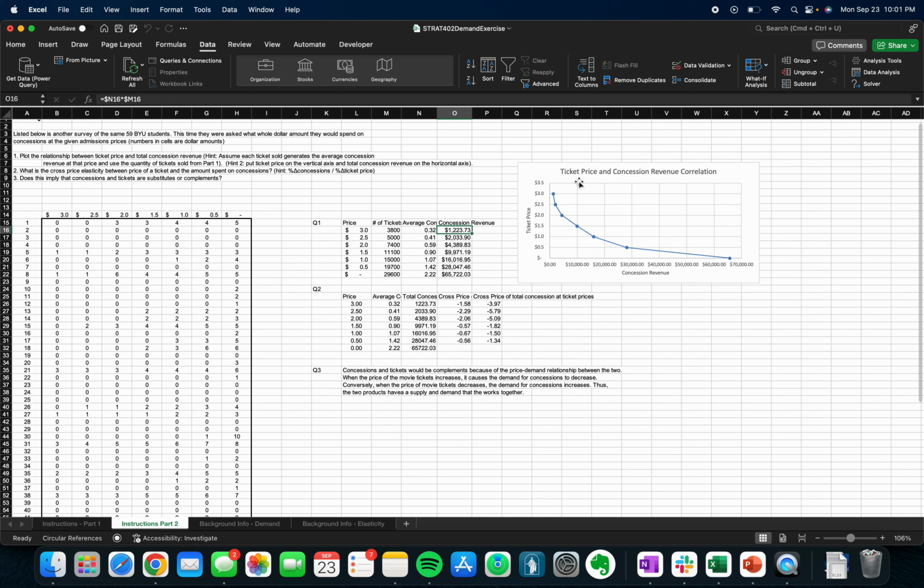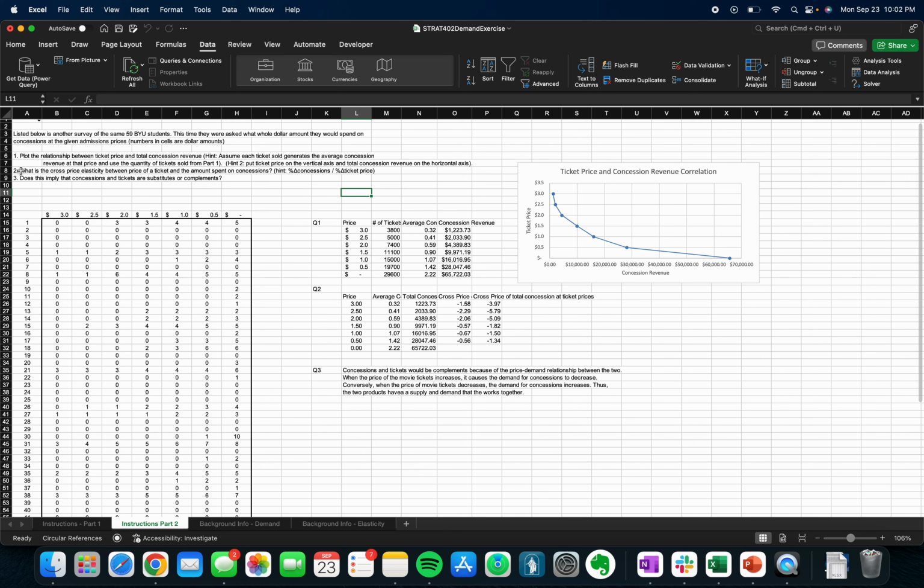And then to make this table over here, because it says plot the relationship, what we did is we took concession revenue right here, and we put that on the x-axis. Then we take price over here, we put that on the y-axis, and we find that at $3, you're not bringing in much concession revenue. At $0, you're bringing in a ton of concession revenue, and everything in between right there. That's everything for part 1.